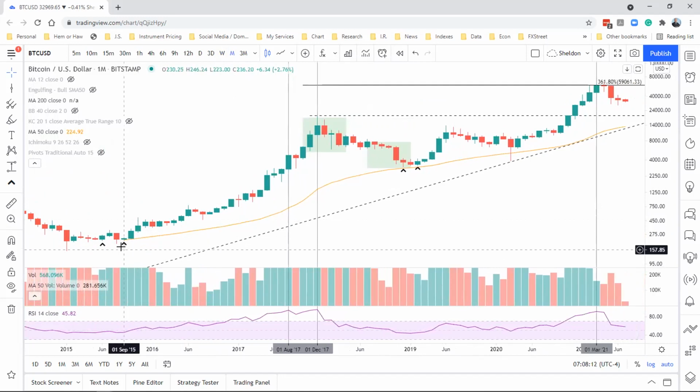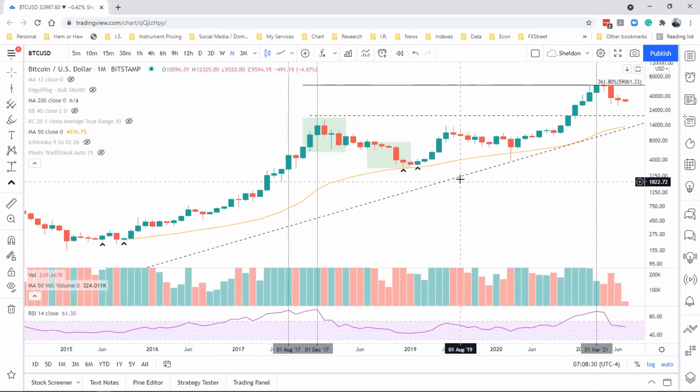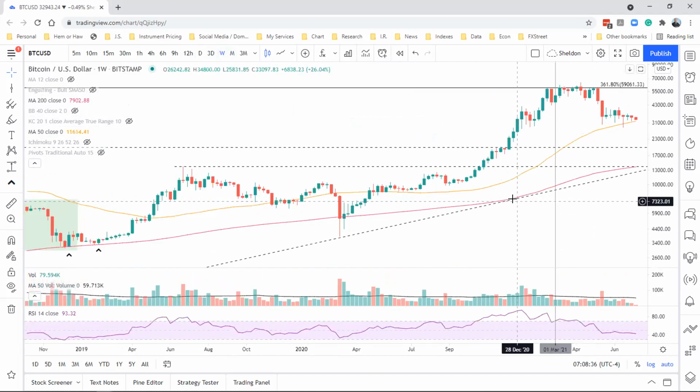But you'll see here back in 2015 how it came into play. And then again on this pullback, or this decline or correction or bear market, if you want to call it that, in 2018, 2019, it came into play. One of the things about this is we did go below, but we closed back above. So there is some value in that as well. So I just wanted to point that out. Going back to the weekly chart.